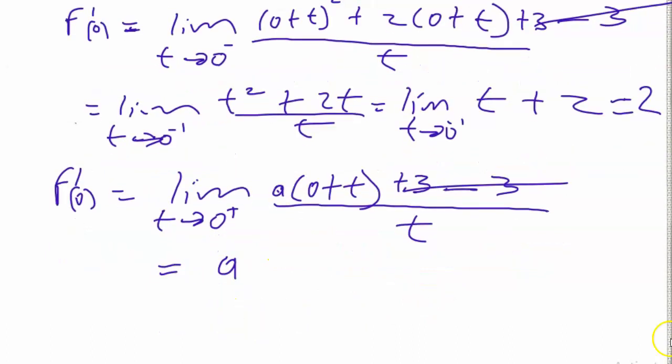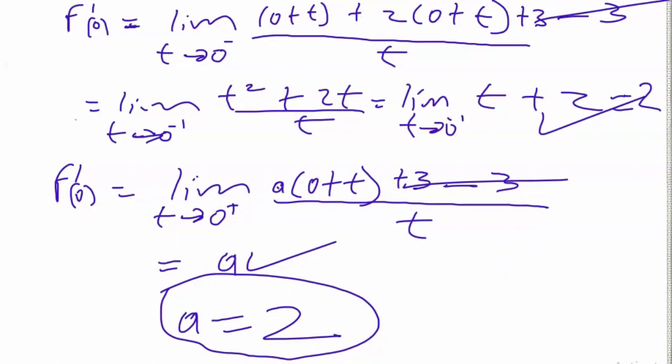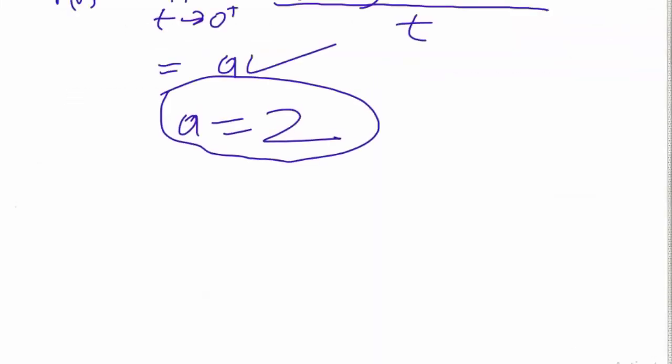Right, so we end up with a is equal to 2. So we have a in this case, and we have 2 in this case. The left hand limit equals the right hand limit, so a is equal to 2. Alright, let's continue. This seems to be the final question.